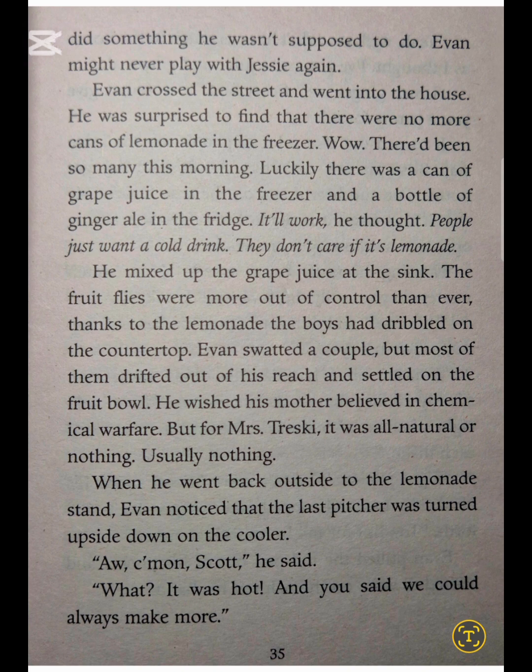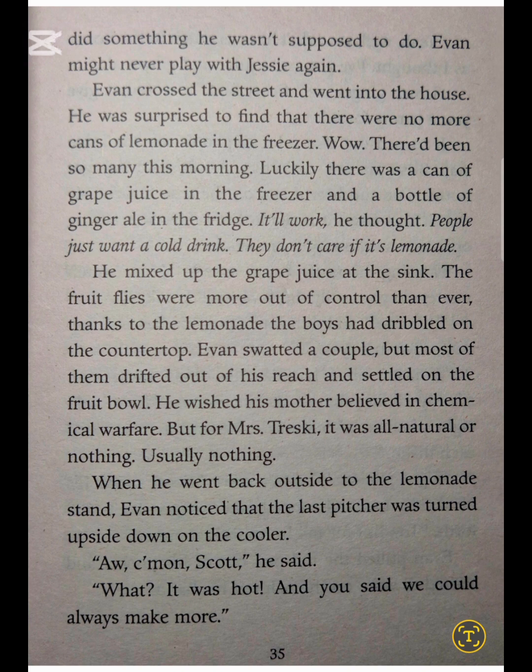The fruit flies were more out of control than ever, thanks to the lemonade the boys had dripped on the countertop. Evan swatted a couple, but most of them drifted out of his reach and settled on the fruit bowl. He wished his mother believed in chemical warfare. But for Mrs. Tedeschi, it was all natural or nothing. Usually nothing.